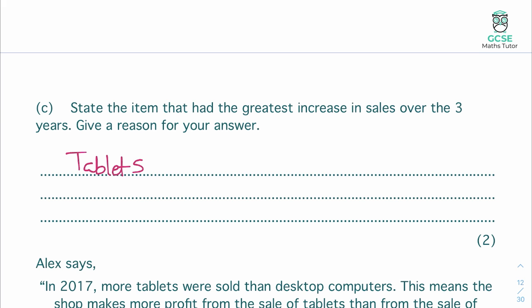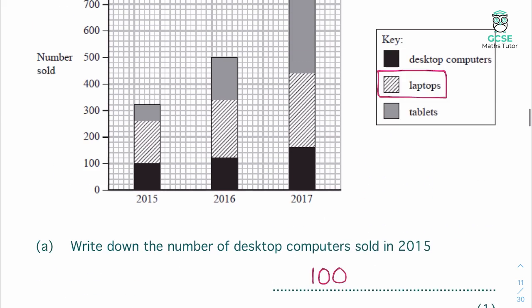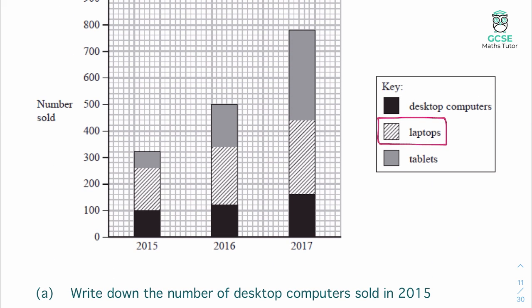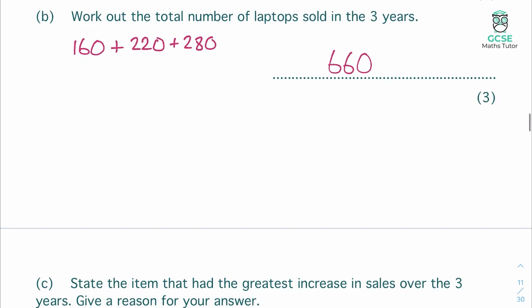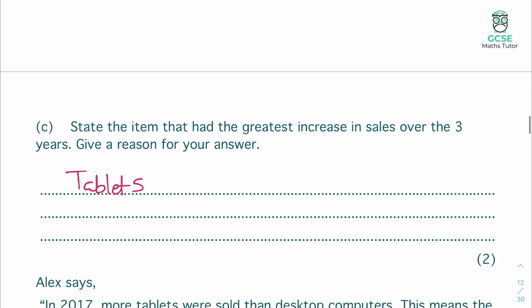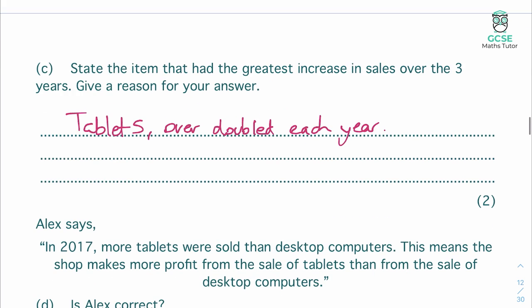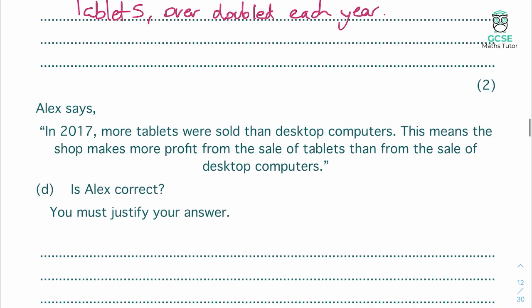And you could say something along the lines of, I think they over doubled each year. So this one here went up, yeah, I mean, they're the only one to have doubled each year. You can see visually, tablets over doubled each year. There we go. You could even say some of the numbers. You could just write there, as we can see from the graph. On to the next part.